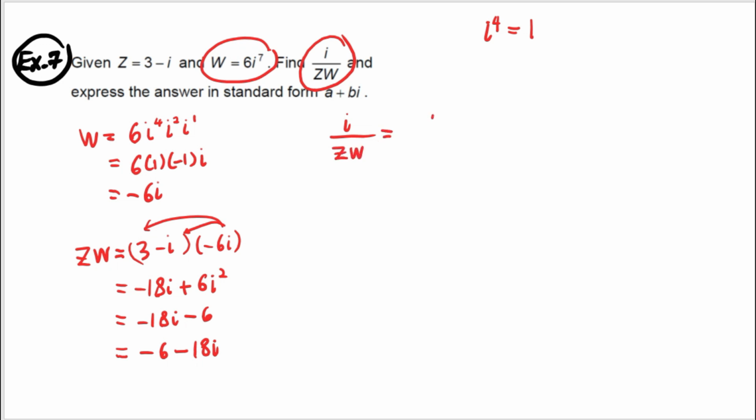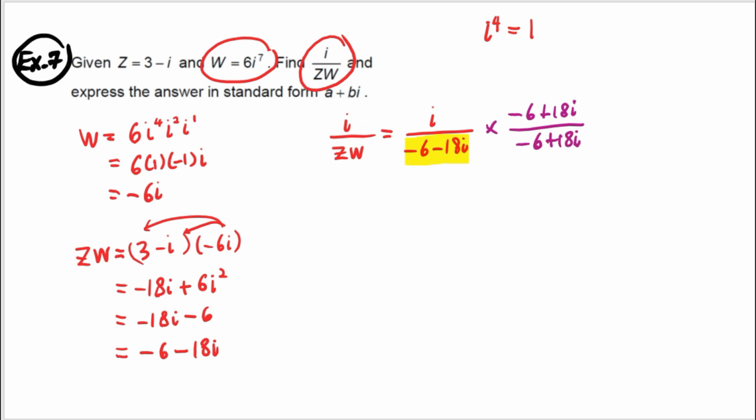So you put I at the numerator, ZW which is negative 6 minus 18I. Right, negative 6 minus 18I. So what we need to do when we have a fraction involving a complex number, we always have to multiply with the conjugate. Remember, in the conjugate, only the sign of the complex part is changed. So we multiply with negative 6 plus 18I.